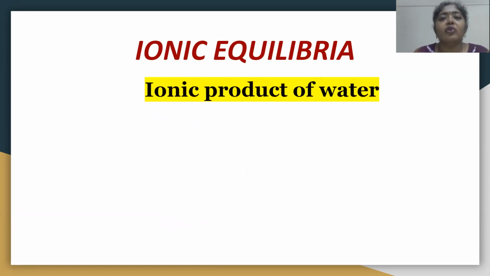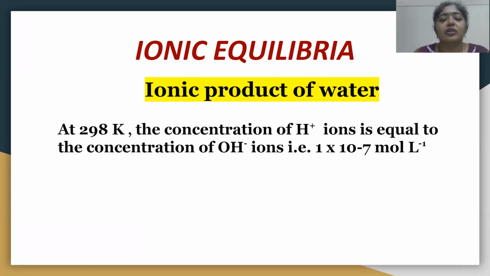So let us now understand what is the ionic product of water. When you see the concentration of the hydrogen ions and the hydroxyl ions, instead of the hydrogen ions, you can also consider the hydronium ions. Both are one and the same. At the standard temperature of 25 degrees Celsius or 298 Kelvin, the concentration of the hydronium ions and the hydroxyl ions is seen to be 1 into 10 raised to minus 7 moles per liter.